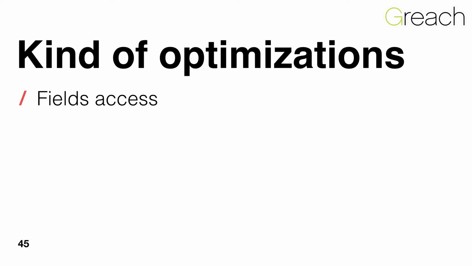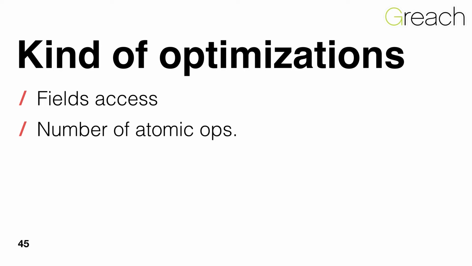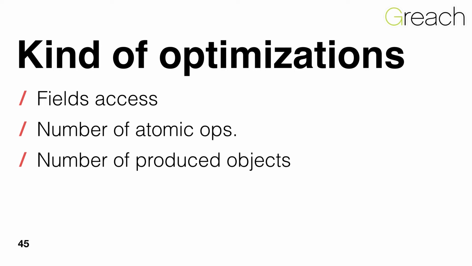First of all, we can optimize some field access. This is one of the options. We have some redundant atomic long or atomic int fields. We have some redundant atomic operations in general, so we can probably reduce the number of atomic operations in our implementation. We can reduce the number of produced objects, because the more objects we produce, the more time the garbage collector spends on collecting them, and this is execution time, which impacts performance as well.